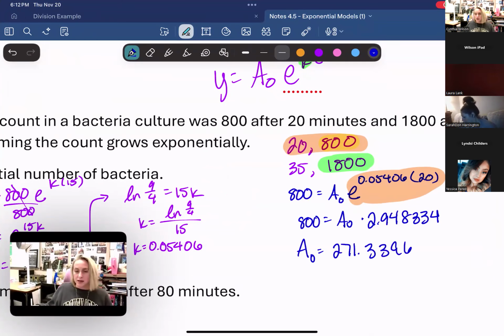I spent an enormous amount of time trying to figure out where I was going wrong, like why I wasn't getting the same answer she did. And then I realized she was putting in 15 instead of 20, and she needed to put in 20.